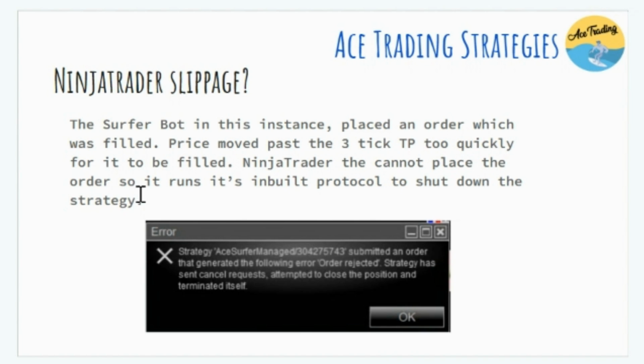So NinjaTrader cannot place the order, so it runs an inbuilt protocol which shuts down the strategy. Okay, pretty much just shuts you down and leaves you in that trade. And that is something that all traders have to deal with if you're trading with NinjaTrader. And that is one of the reasons why I run my personal accounts with MetaTrader 5, so that it doesn't have those errors. They handle all their errors very differently.